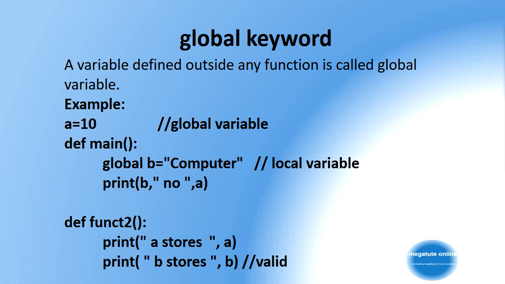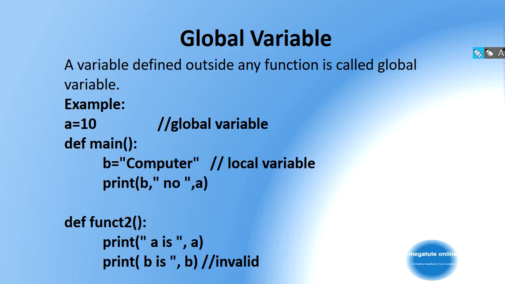Now the global variable. Global variables are the variables which are defined outside a function. So in this example, we have taken two functions, main and function 2. If I look over here, the variable a equals 10 has been defined outside both functions. So this is a global variable. This is the way we declare a global variable.